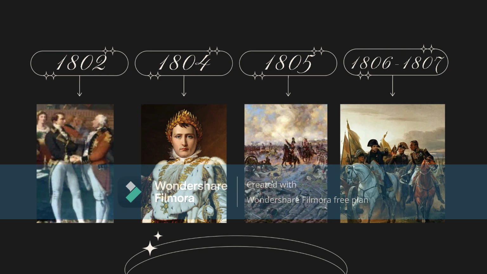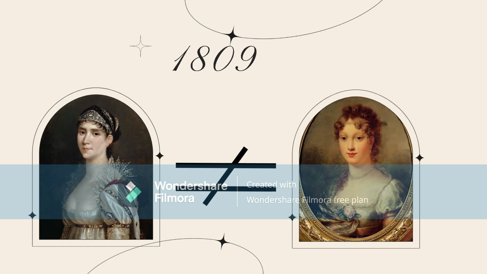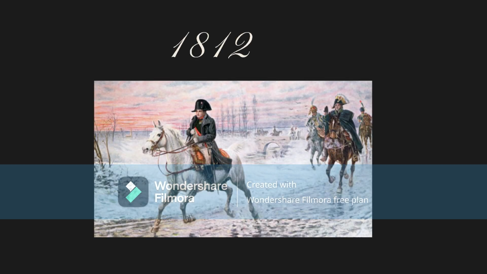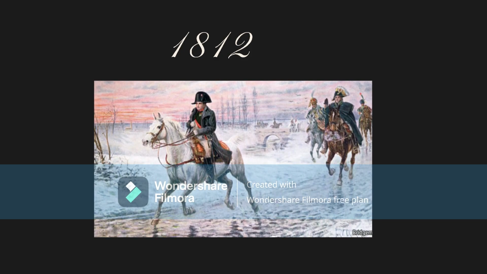In 1809, Napoleon divorces his first wife, Josephine de Beauharnais, and marries Marie Louise of Austria, further strengthening his political alliances. In 1812, in a disastrous campaign known as the French invasion of Russia, Napoleon's forces suffered heavy losses due to the harsh weather conditions and guerrilla warfare. This marks a turning point in his military fortunes.